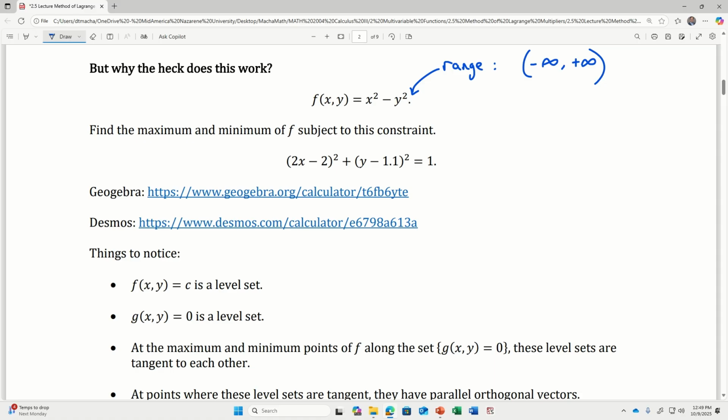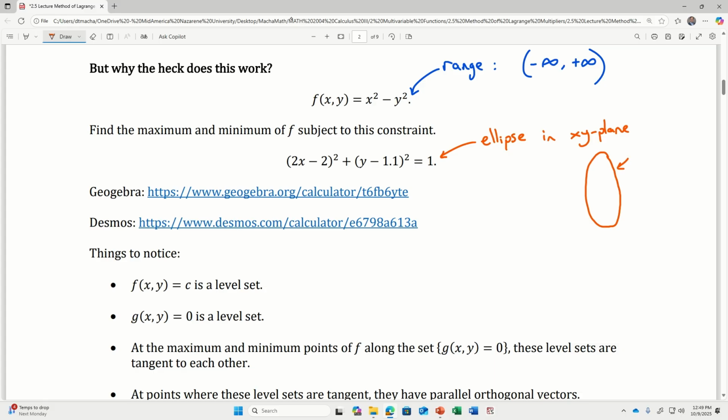This is only an interesting optimization problem if I supply some kind of constraint equation. And so if I obey this constraint, it's really going to restrict the domain that I'm working with. This is an ellipse in the xy plane. And so instead of my domain being all real numbers x and y, instead of my domain being the whole xy plane, what I'm saying is, let's just restrict my domain to this set.